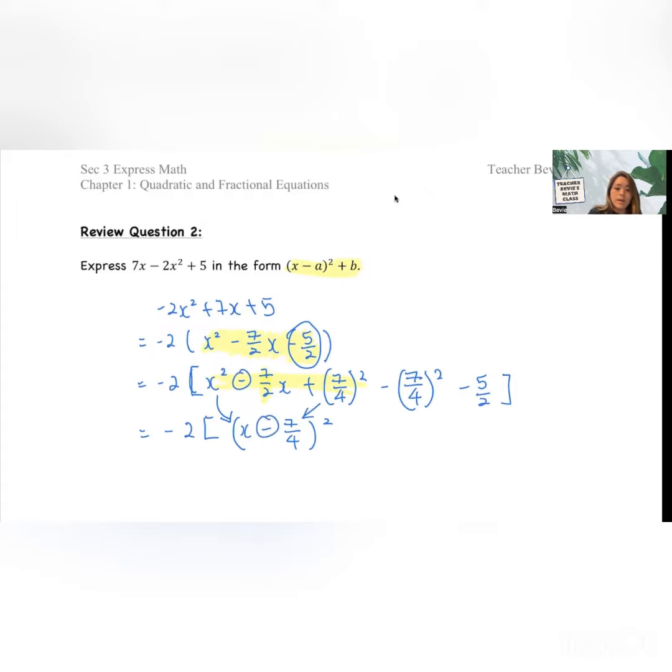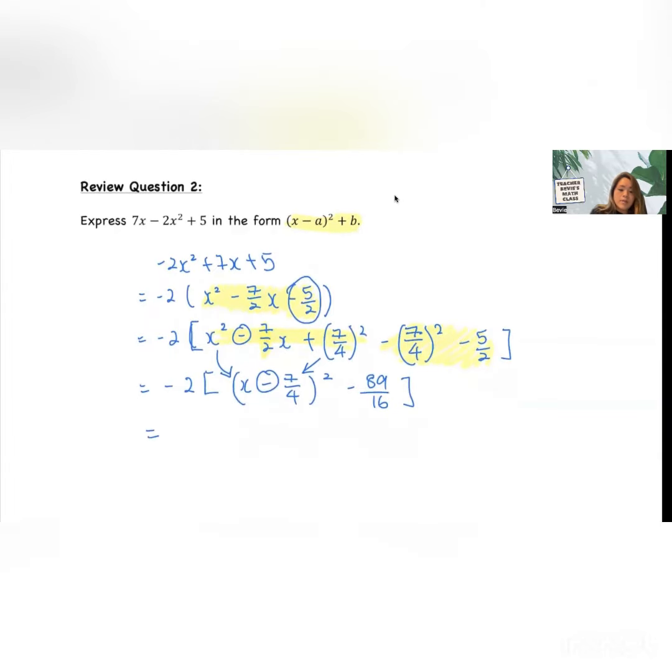And for the second part, for the last two terms over here, I will just press my calculator and I'll get -89/16. All right, so not forgetting, there is a -2 outside the big bracket. I will have to remove this big bracket by multiplying it into the first term and into the second term. Okay, so when I multiply a -2 in, I'll get -2 times x minus 7/4 bracket square for the first part. And for the second part is -2 times -89/16, which I will get a +89/8.